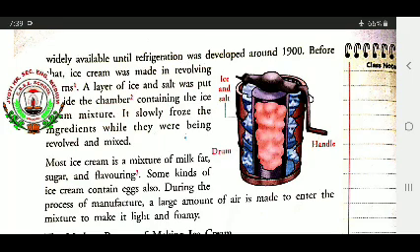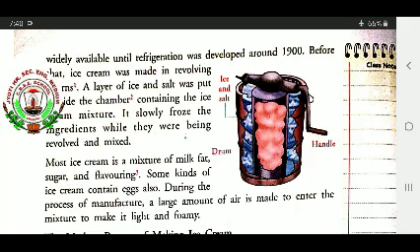Most ice cream is a mixture of milk fat, sugar, and flavoring. Some kinds of ice cream contain eggs also. During the process of manufacture, a large amount of air is made to enter the mixture to make it light and foamy.